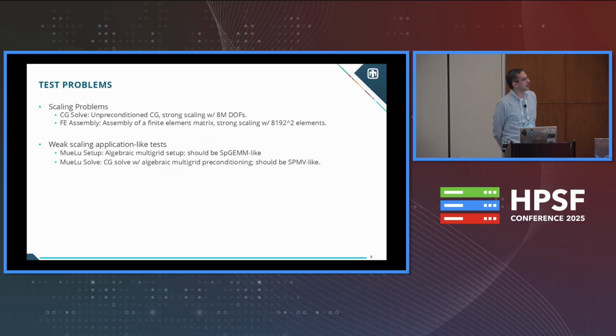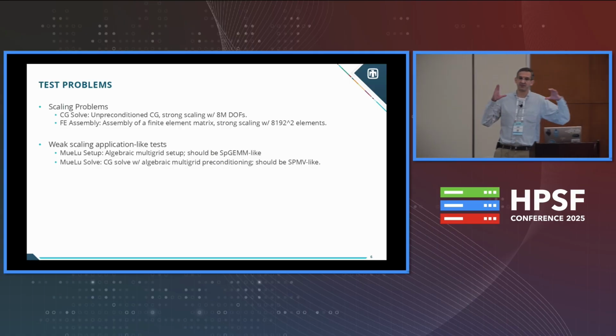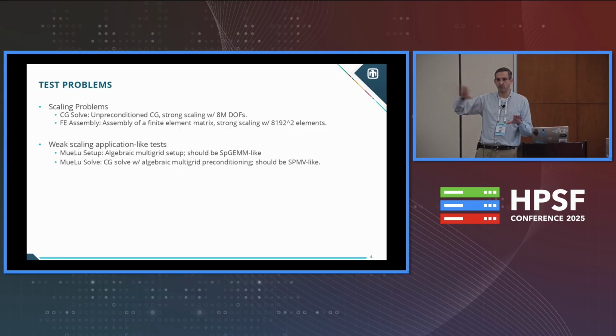So what am I looking at? These are part of our Trilinos performance test suite, and I'm going to do two kinds of problems here: strong scaling and weak scaling. For our strong scaling problems, we're going to start with our unpreconditioned CG. 8 million degrees of freedom, so that's more than enough to keep a GPU busy, and we're going to just throw more compute at it. All the tests I'm going to show you run on a single node, so we don't have to worry about network issues. Also, I can get a single node every night. I can't get like 100 on these computers.